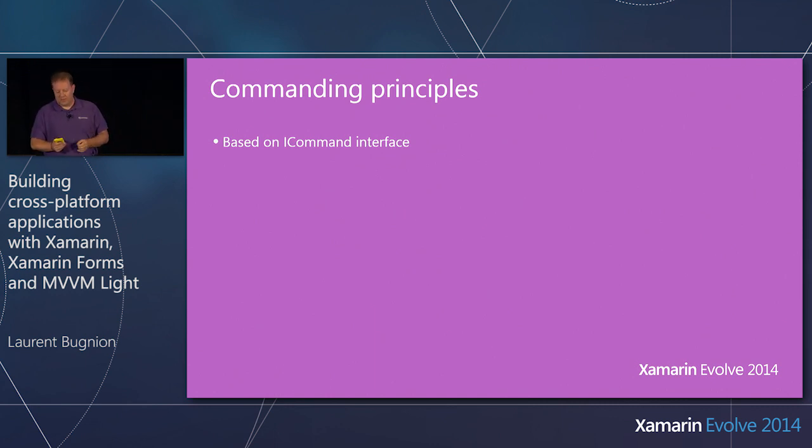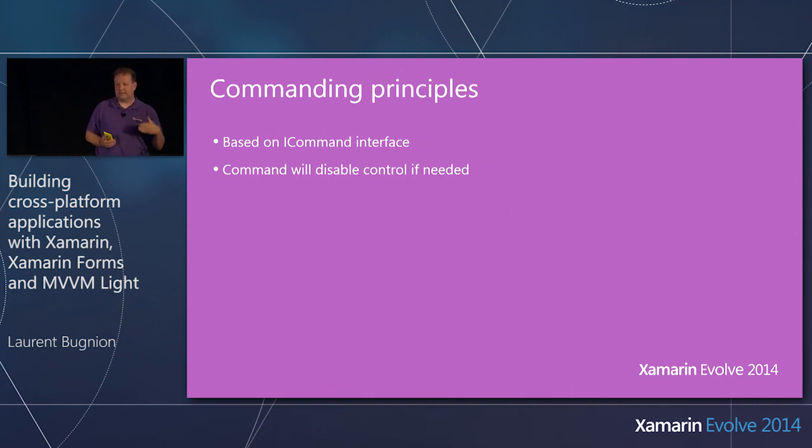The nice thing with this interface is that it will actualize the control. So the command defines that it can be executed. It has an execute method. But it's also going to say if it can be executed or not, based on the context. And if the context changes, it can notify the UI and say, I cannot be executed anymore. And so the commanding framework is going to disable the control which is attached to the command. That's a nice feature because, again, it's one less thing that you need to worry about.